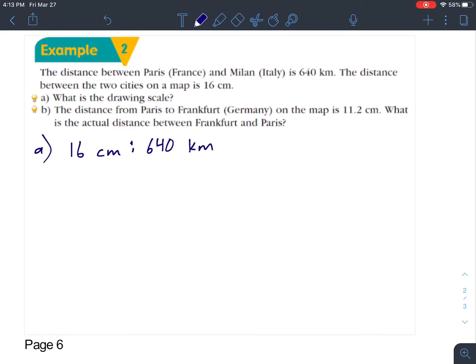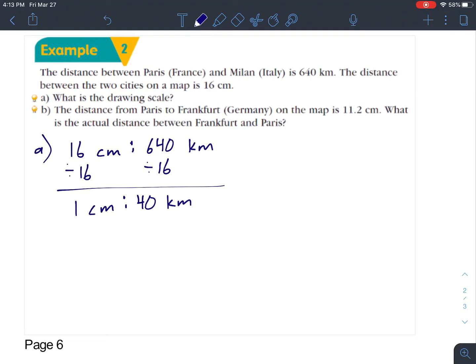And now let's start simplifying this as much as we can. I'm not sure if that is divisible by 16, so let's try. Yeah, it is actually. So it is going to be by 40. So if we divide both of these by 16, we're going to get 1 centimeter, and that is going to be 40 kilometers. I'm going to check my work just to be safe. And yes, that is correct.